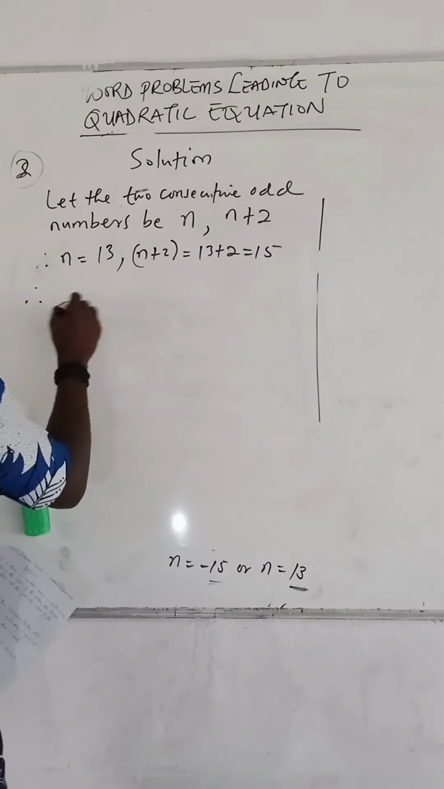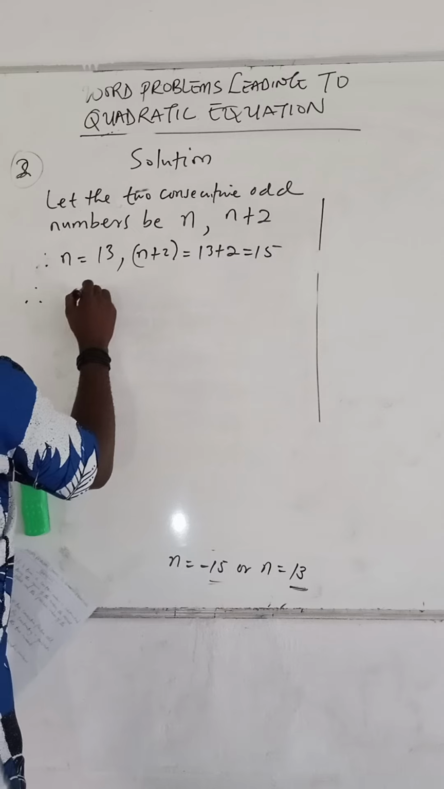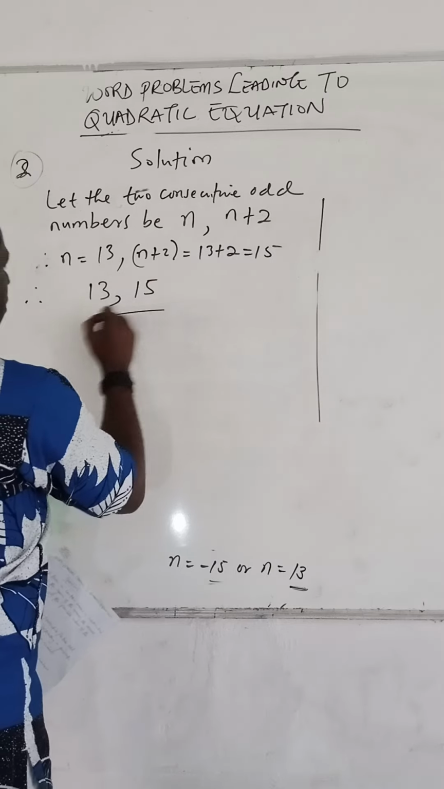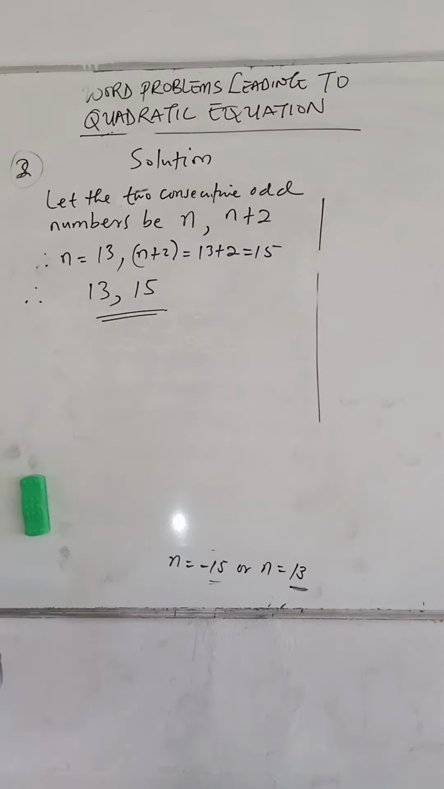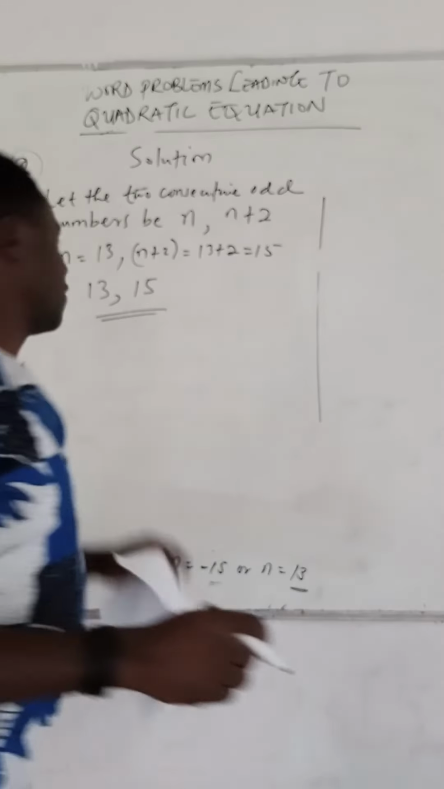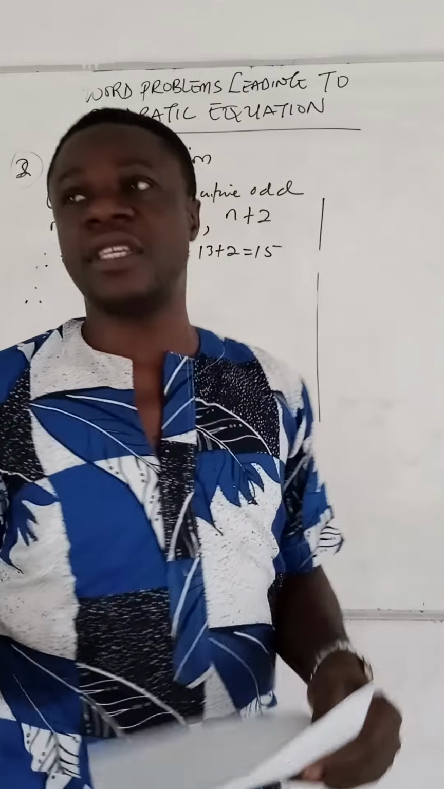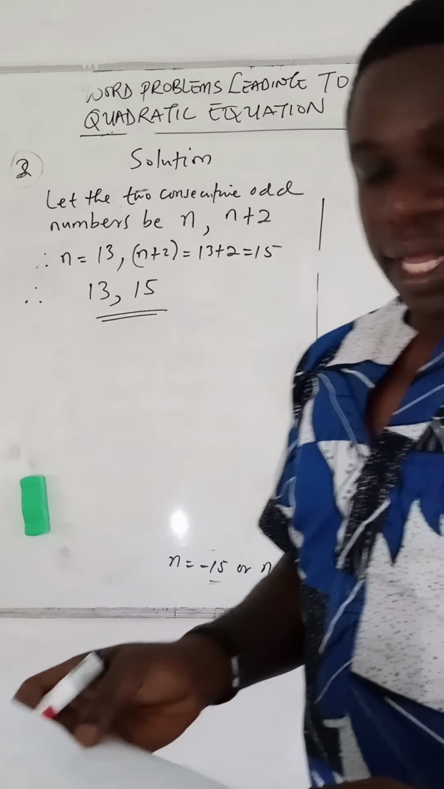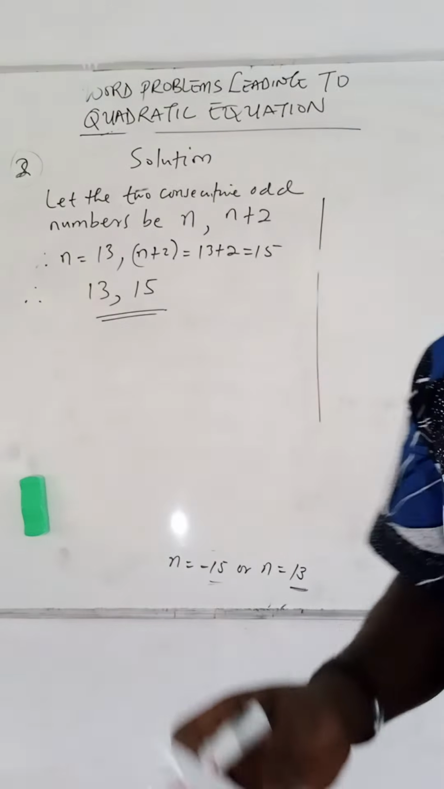Therefore, the two consecutive odd numbers are 13 and 15. If you look at them, they are positive, they are consecutive, and they are also odd. So that is how to solve the second question.